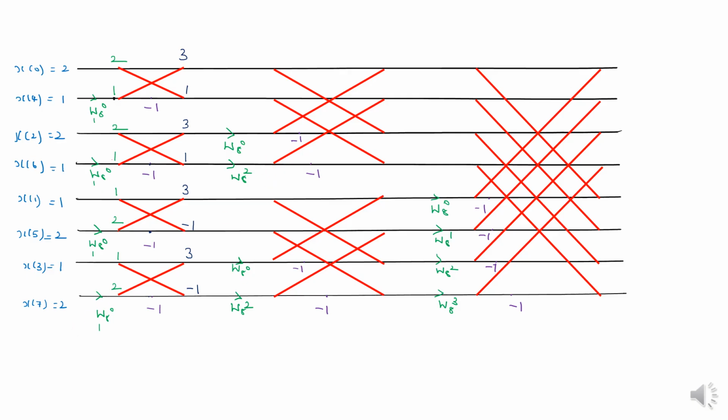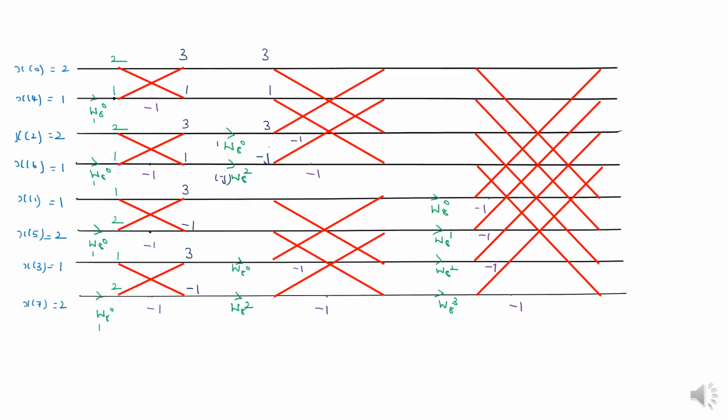Okay, so we need to represent inputs like this. The first input, 3, is coming directly, therefore it is 3. 1 is coming directly, therefore it is 1. Here we have 3 into, the value of this twiddle factor is 1, so 3 into 1 is 3. The value of this twiddle factor is minus j, so 1 into minus j is minus j.